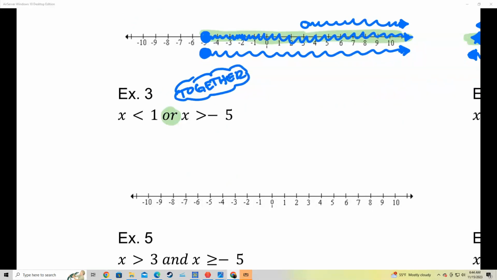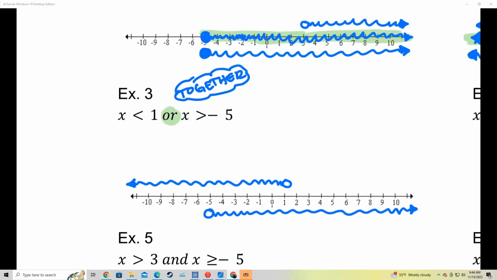Let's see what this looks like. I have x is less than 1. Here's 1. I'm not going to shade it because there's no equal sign, and I want the x is less than 1, so I'm going to the left. Or it's greater than -5. Well, here's -5. I'm going to circle it. I'm not going to shade it because there is no equal sign, and I want the numbers that are greater than -5, so I'm going to the right.